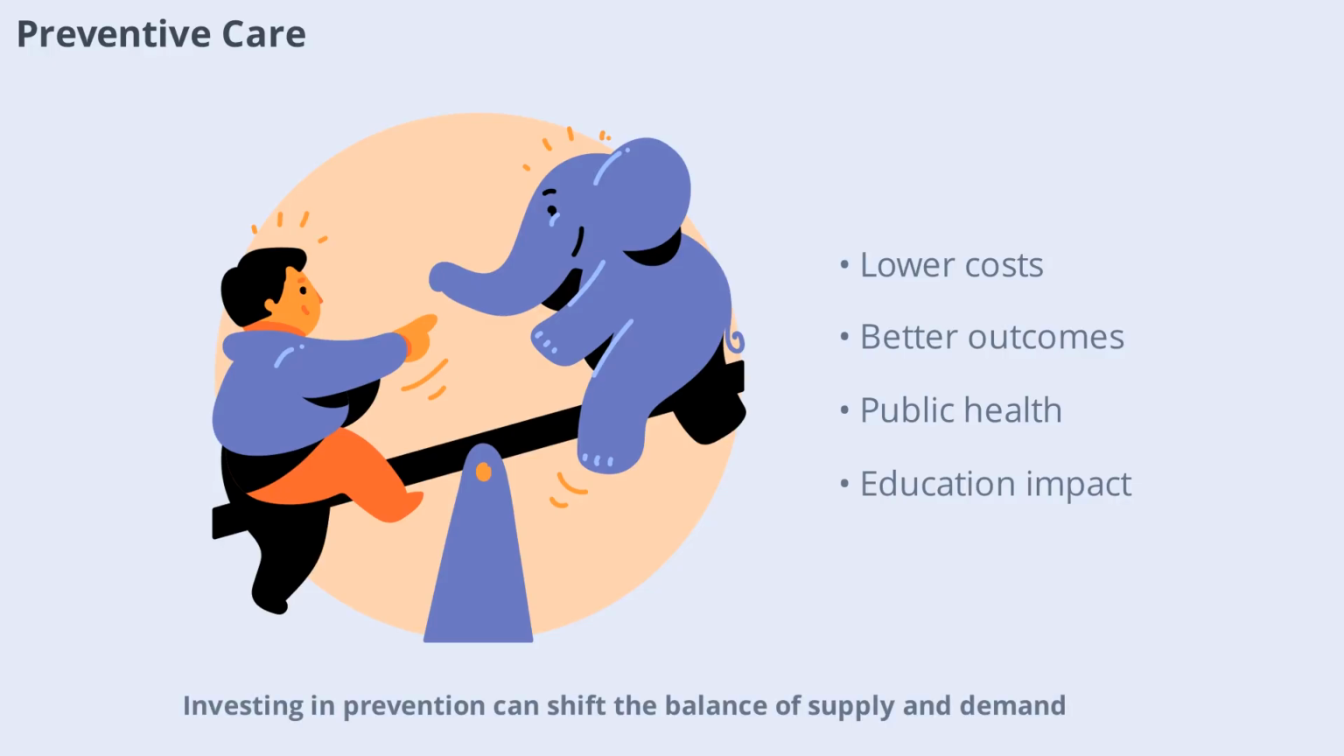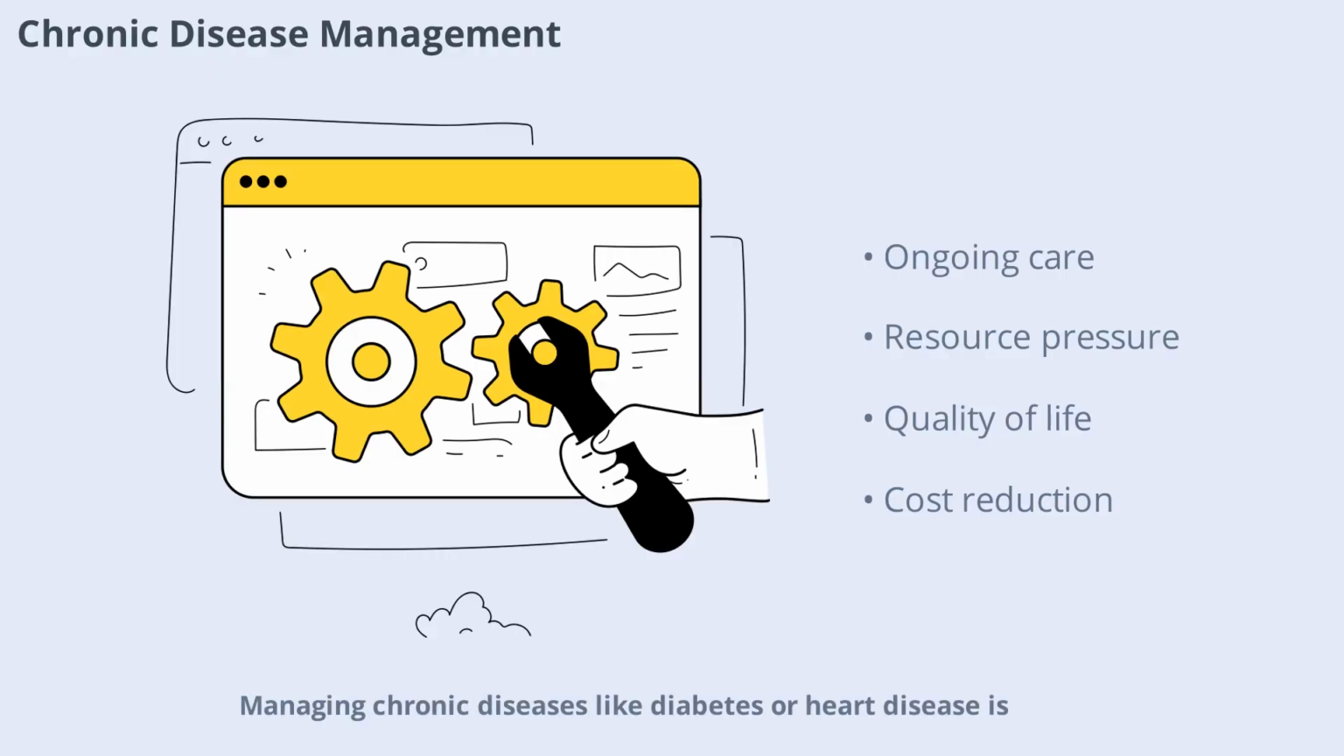Investing in prevention can shift the balance of supply and demand, lowering overall costs and improving outcomes. Public health campaigns and education are key tools in promoting preventive care. Managing chronic diseases like diabetes or heart disease is a major driver of demand in the medical market. These conditions require ongoing care, medications, and monitoring, increasing the need for healthcare resources. Effective management can improve quality of life and reduce long-term costs, but also puts pressure on supply.